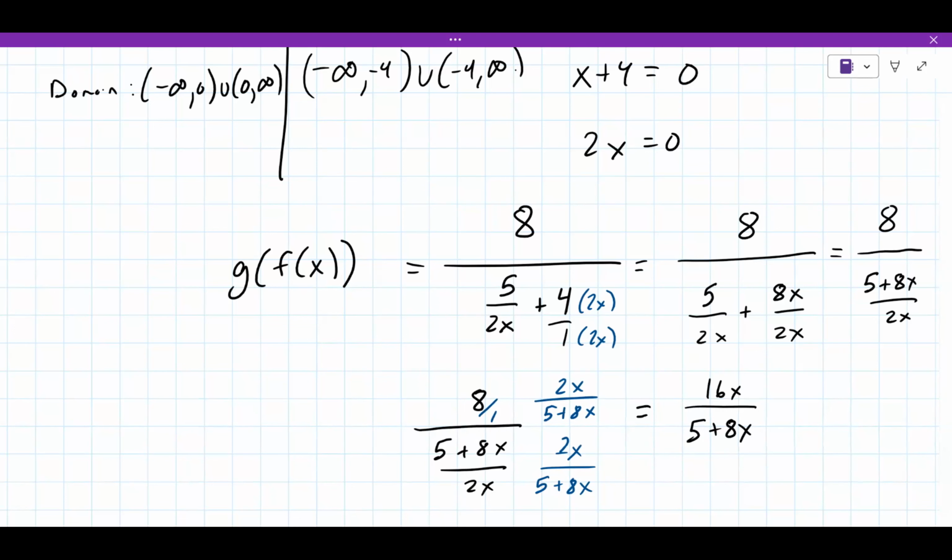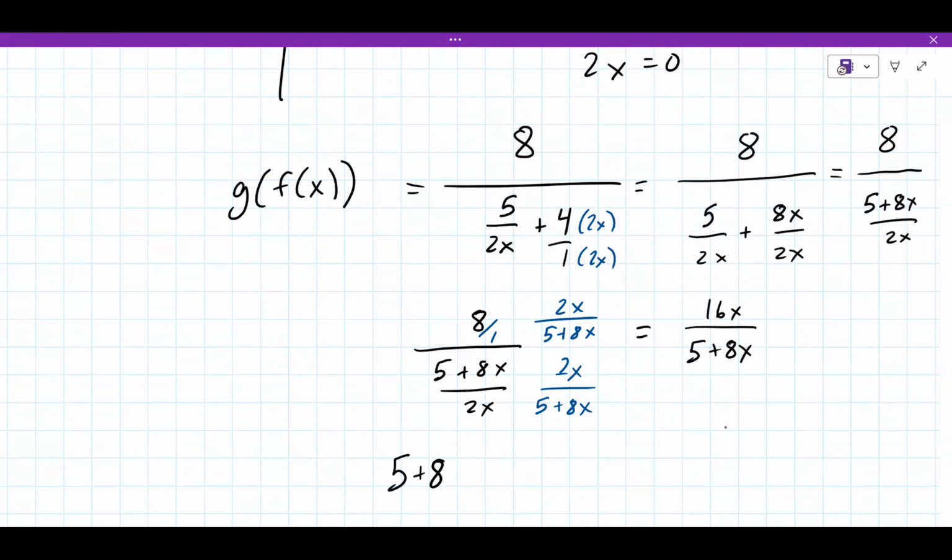So you might be wondering, why are we even doing all this? You have to look at this new function and also find its domain. So you'd have to set the bottom equal to 0, 5 plus 8x equal to 0. Can you solve that for us, please? Is it -5/8? So x cannot be -5 over 8. Okay, so that's the domain of this thing.